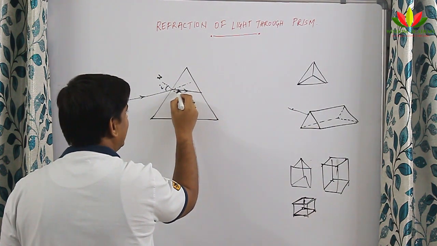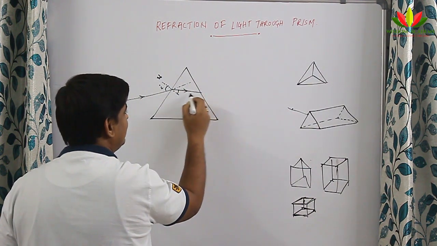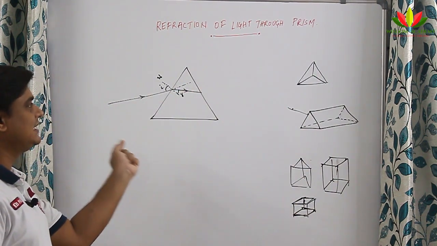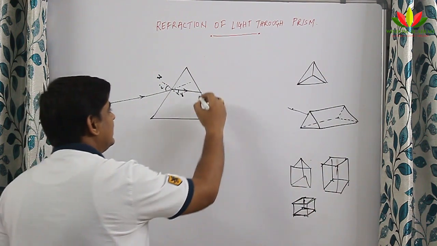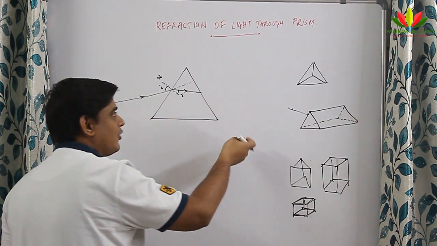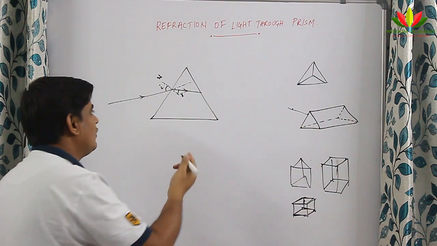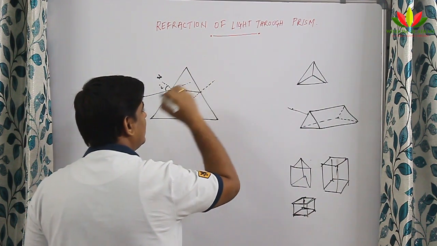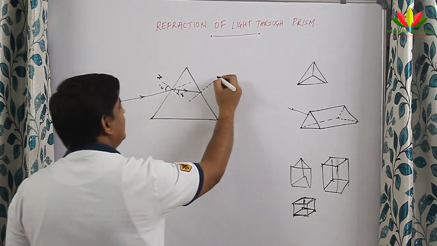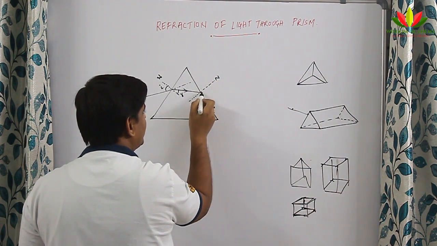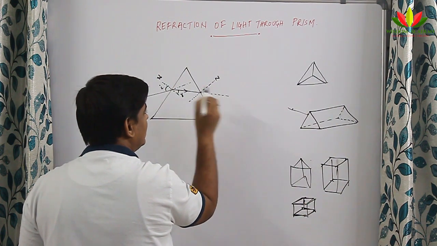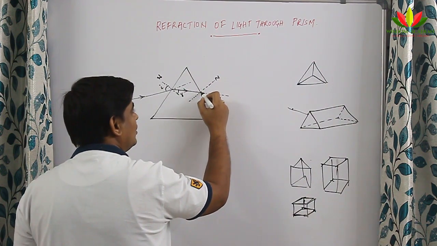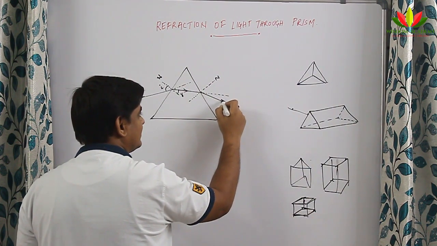The angle made by the normal and the refracted ray is known as the angle of refraction. After it touches the other end of the prism, it will again refract because it is coming from a denser medium to a rarer medium. To find how it will refract, I will draw another normal. It was supposed to go straight, but it will not go straight. It will bend away from the normal, like this.